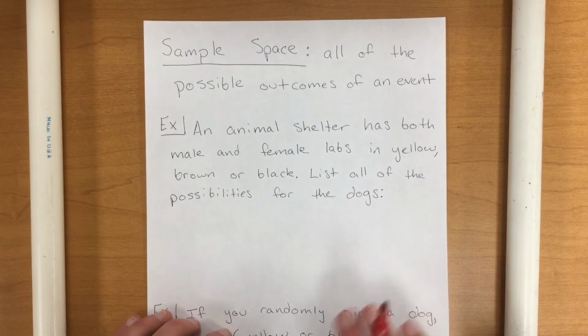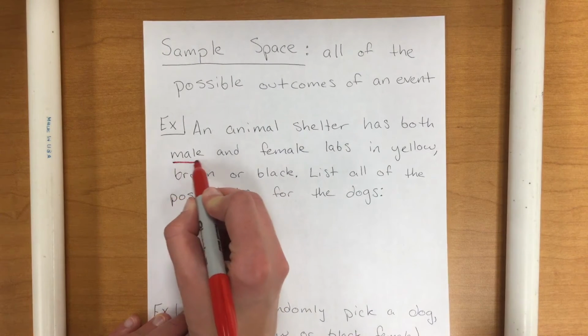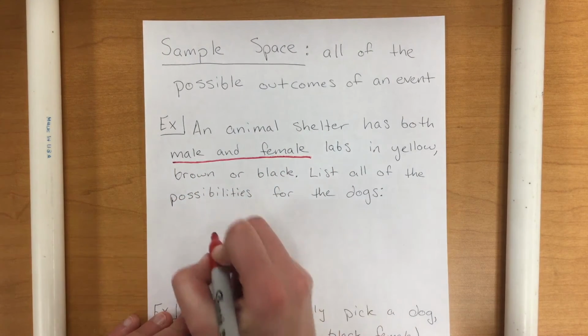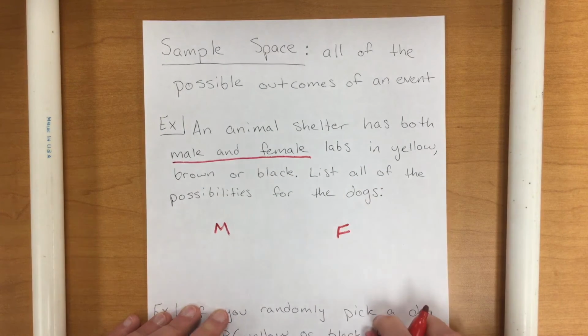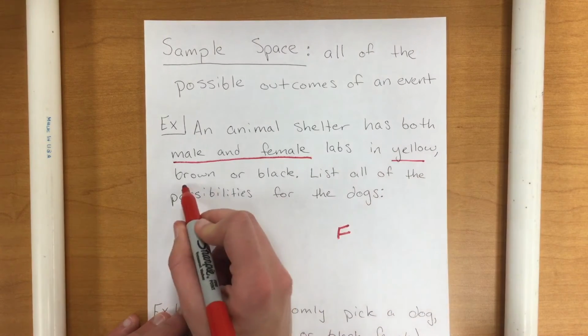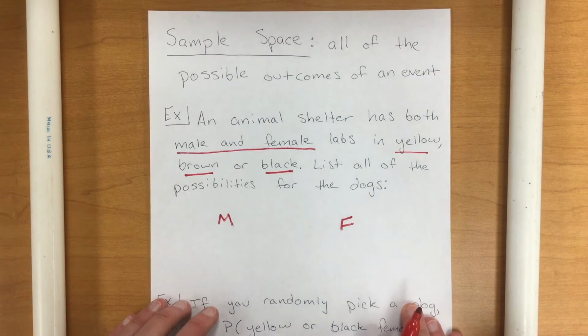So, what are our two genders that they told us they have of dogs? Right, male and female. So we know we're going to have two categories, one for male and one for female. Now, what else did they tell us about the dogs? That they have three different colors: yellow, brown, or black. So now we need to make our list of all of the possibilities for the dogs. So we have two genders and three colors.